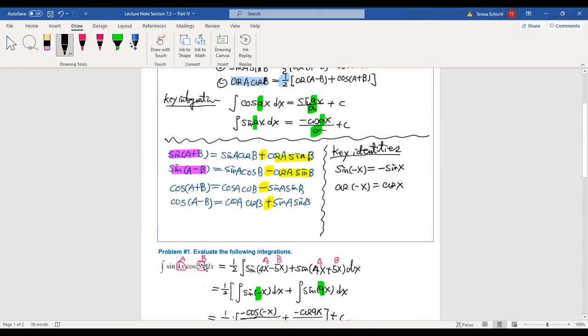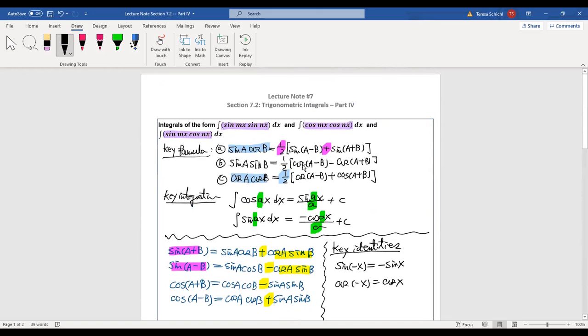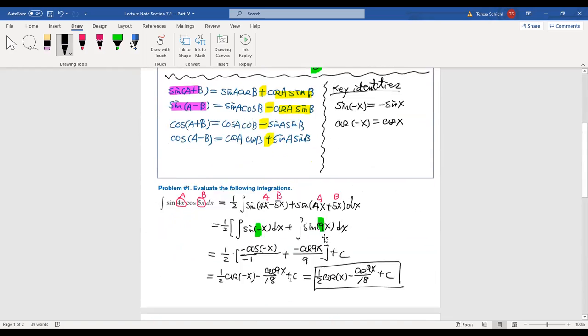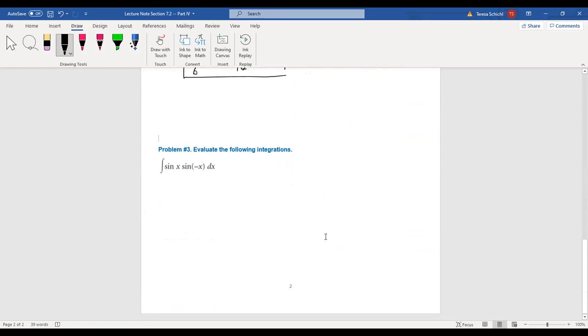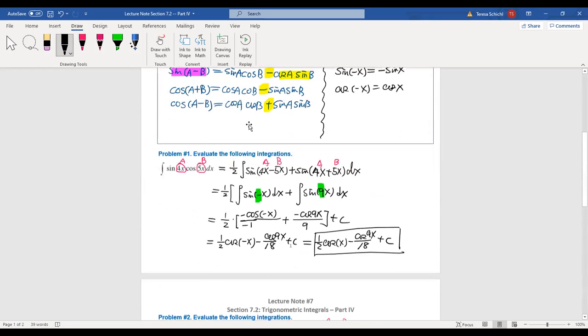So sine. Sine times sine is cosine minus cosine, right? Okay, so let's do this. For this problem, you probably have several different ways you can do that. Here, this is a sine. So I say this is A, this is B here, right? It will tell you this will be equal to 1/2 integration, cosine A minus B, right?